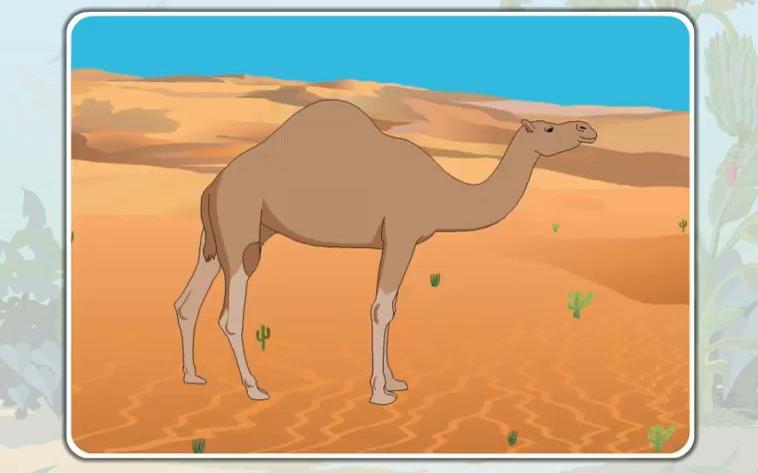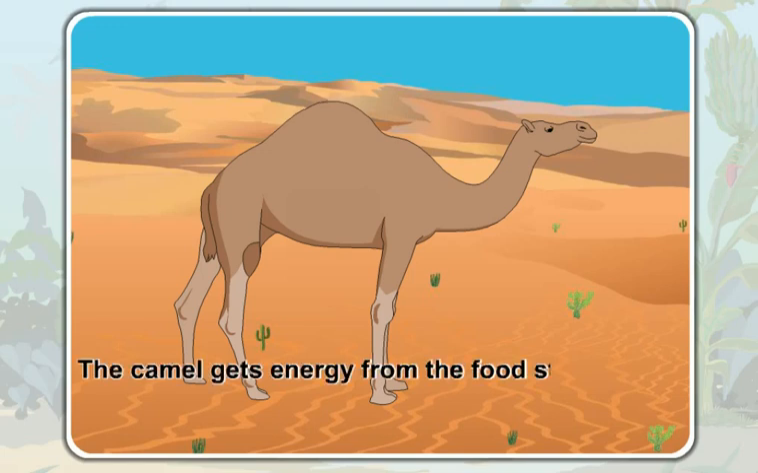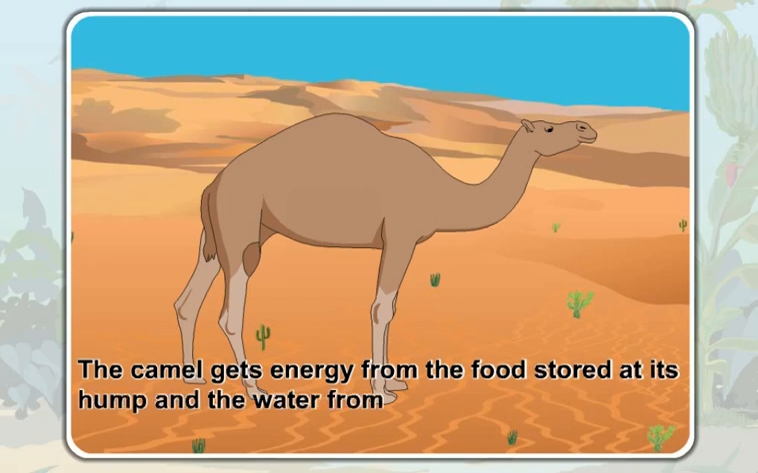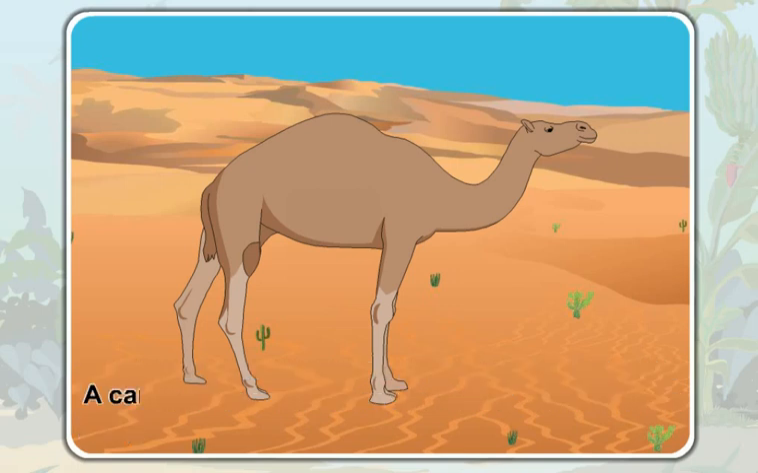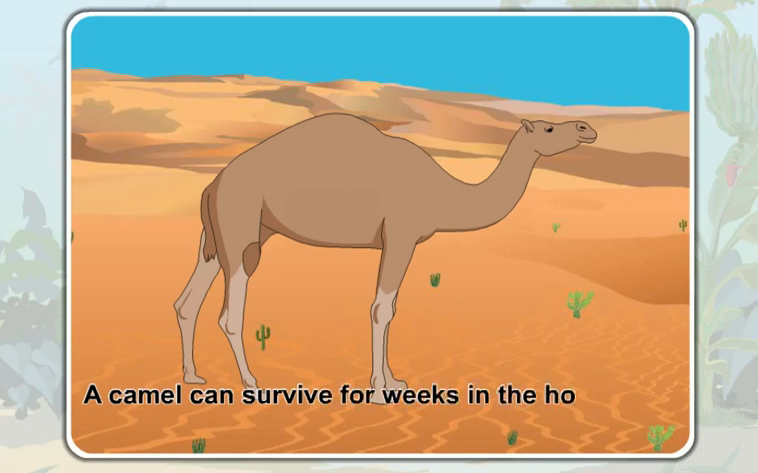When there is no food or water to eat or drink in the deserts, the camel gets energy from the food stored in its hump and the water from the water pouches in its body. So, a camel can survive for weeks in the hot desert without food and water.